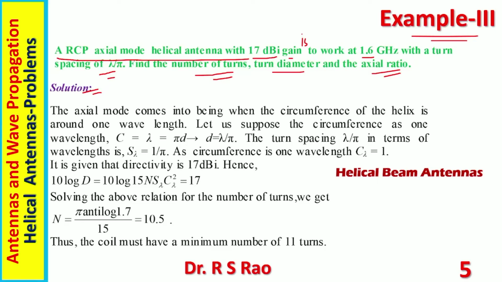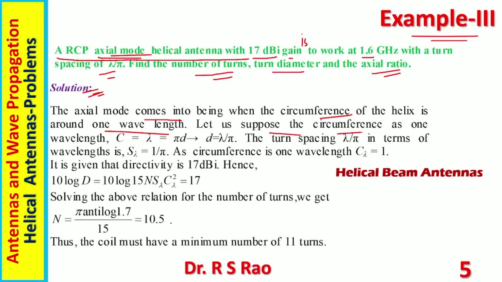Solution. It is said in the problem that the antenna is functioning in axial mode. Axial mode comes into being when circumference of helix is around 1 wavelength. So by mentioning that antenna is radiating in axial mode, he gave some information that C is around 1 wavelength. Now let us proceed with the solution. The axial mode comes into being when circumference of helix is 1 wavelength nearly.